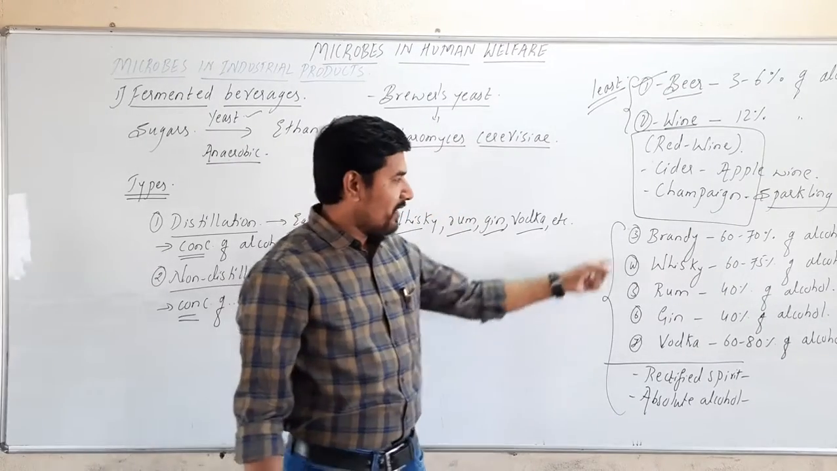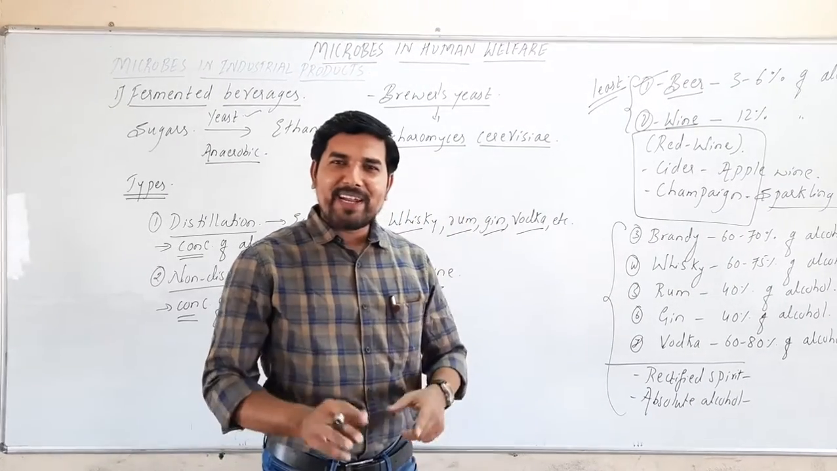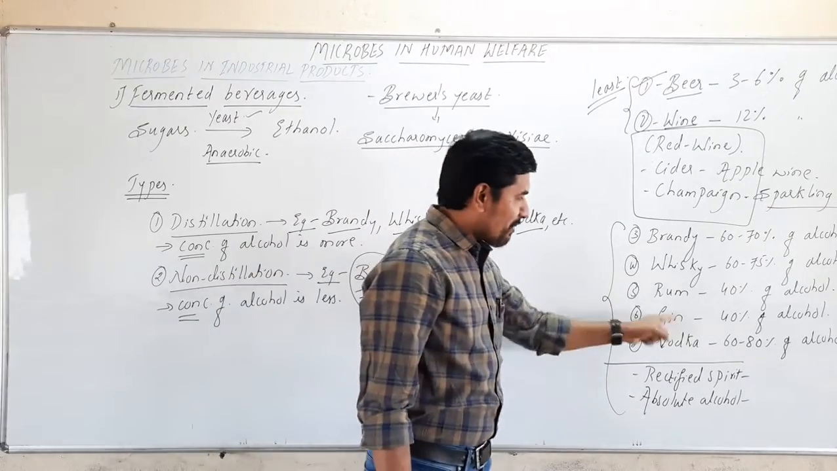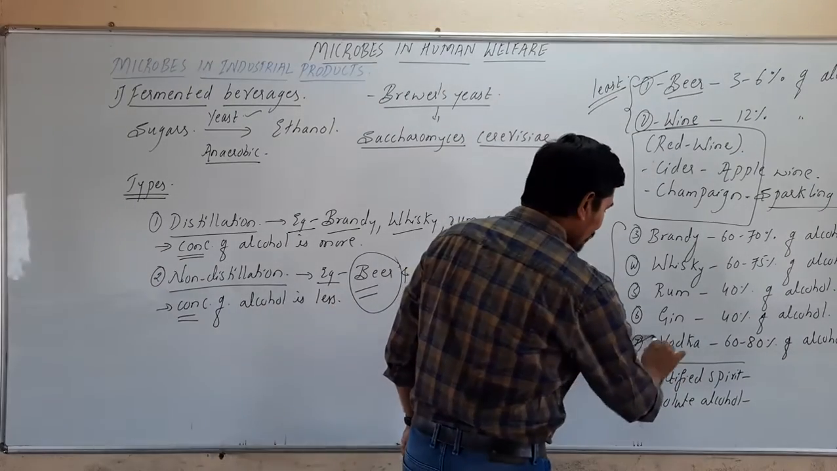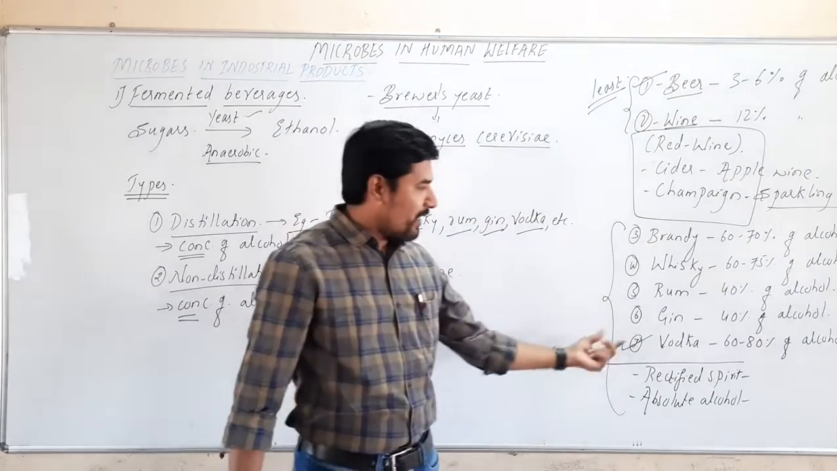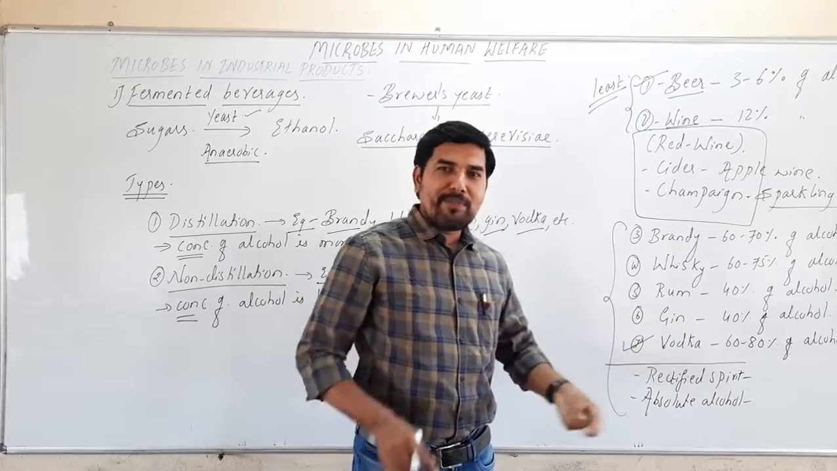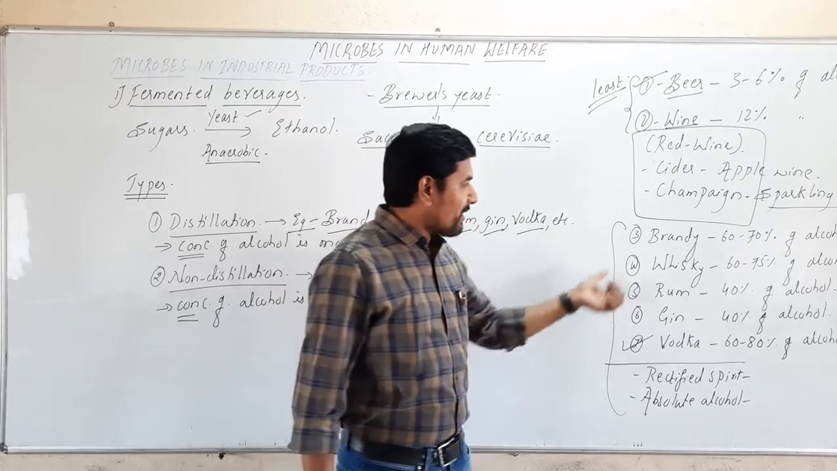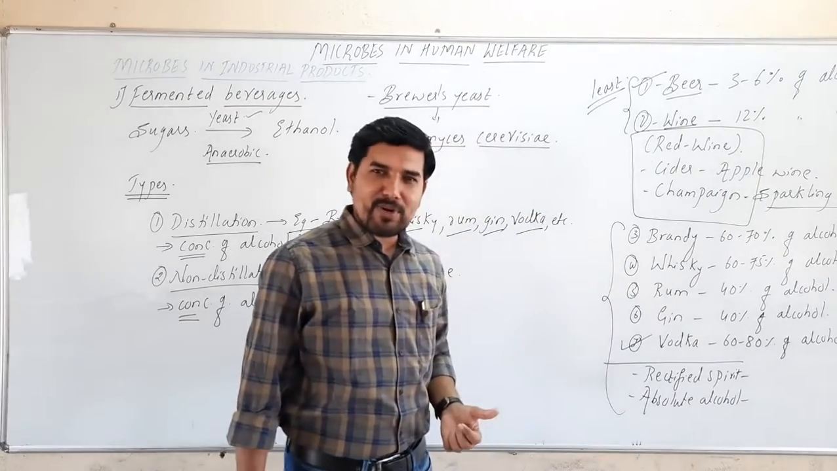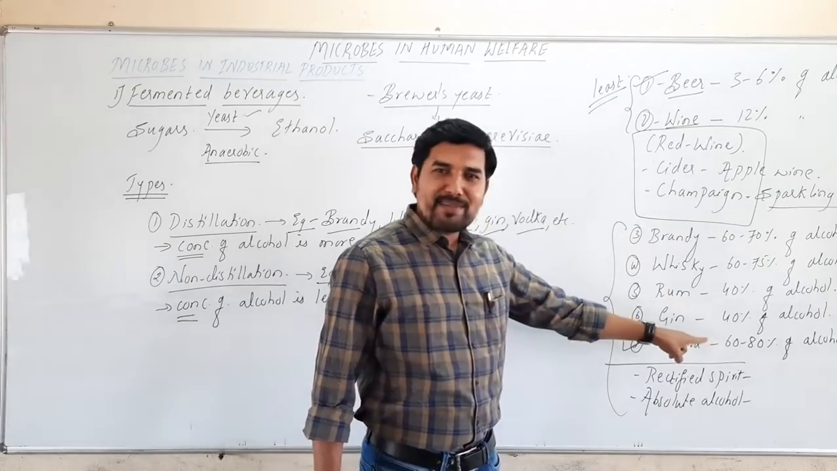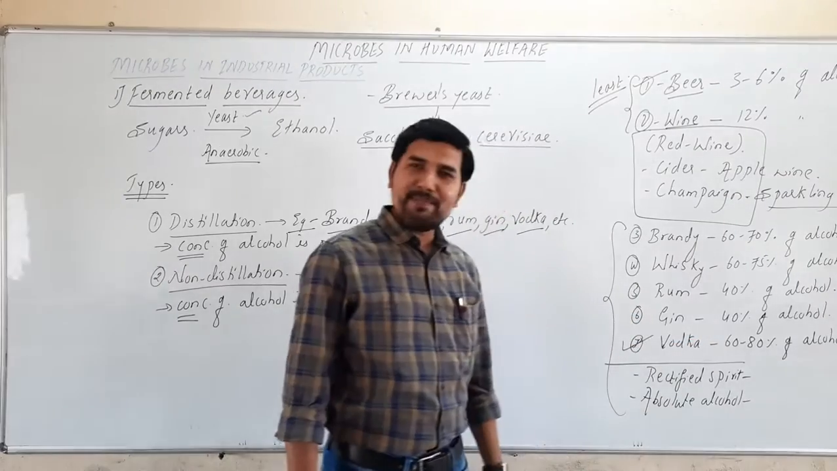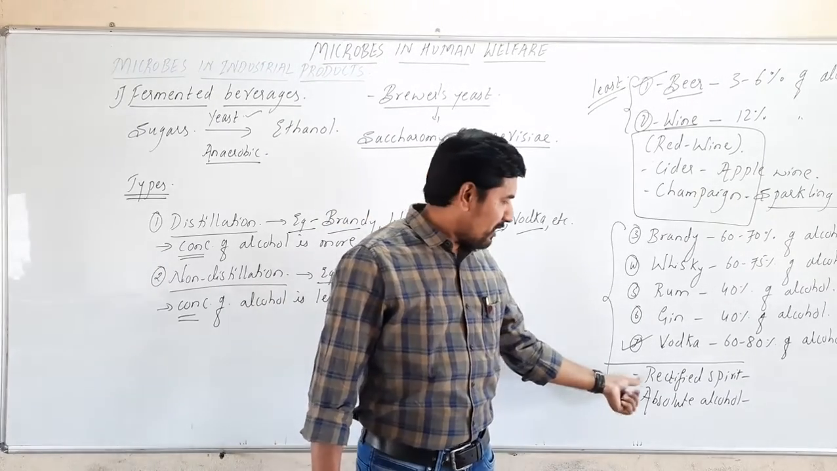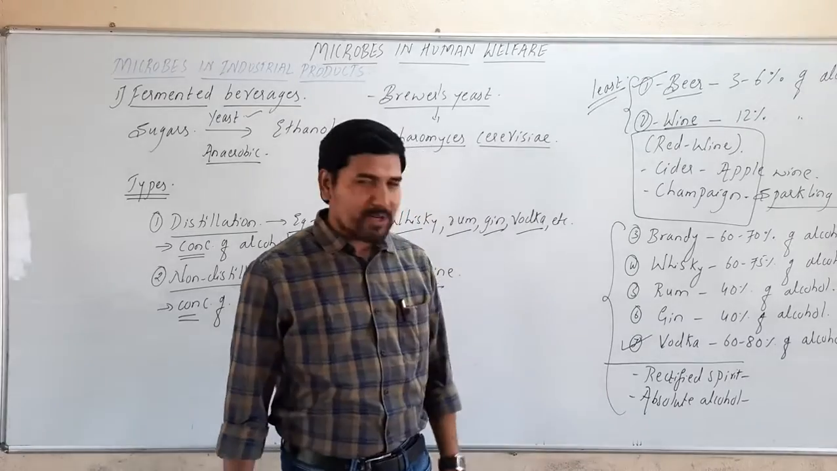Now out of these brands, can you identify which contains the highest amount of alcohol? Look at the percentage. Yes, it is vodka. It contains the highest. But it is not certain, because the percentage of alcohol may vary from brand to brand. But with respect to these distilled alcoholic products, vodka contains the highest amount, around 60 to 80%. Then, apart from this, we have two more alcoholic products: rectified spirit and absolute alcohol.